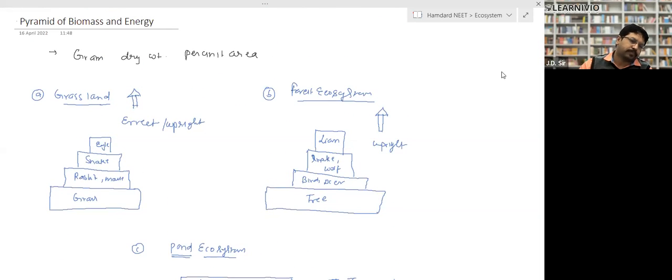So please note it down. Next heading is pyramid of biomass. In pyramid of biomass, we take gram dry weight per unit area at every trophic level.